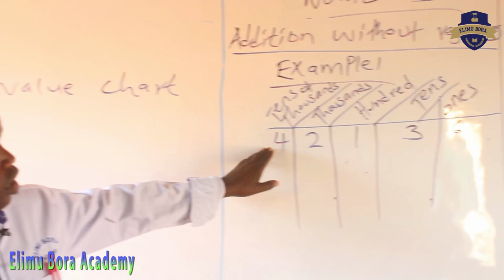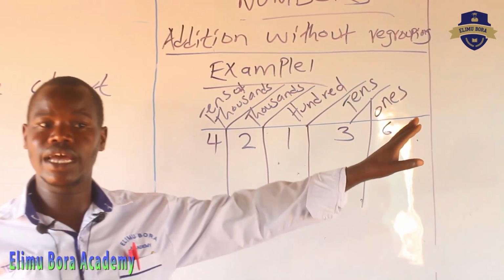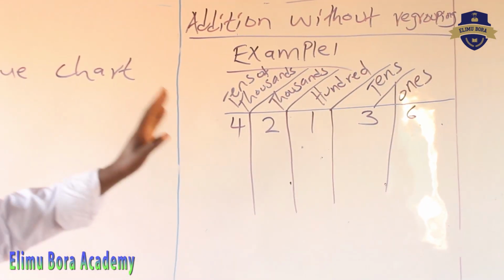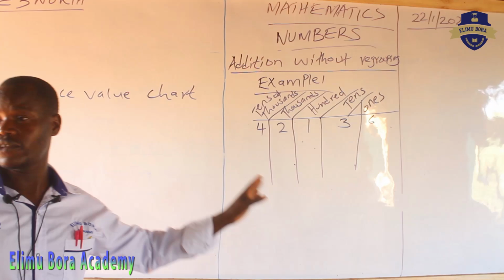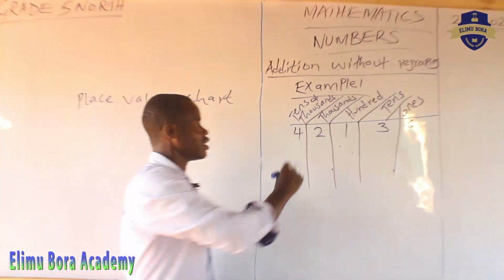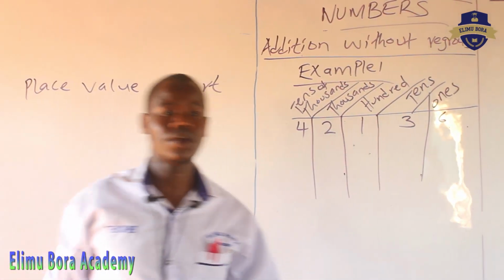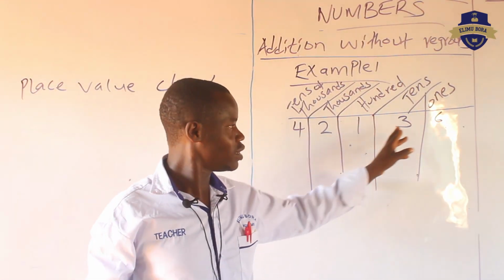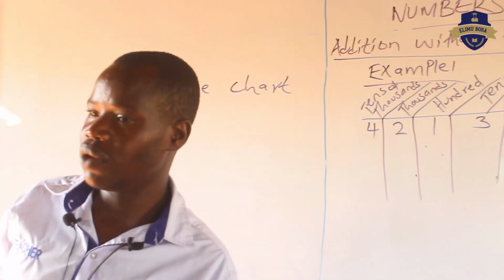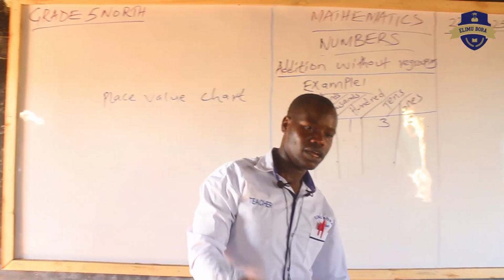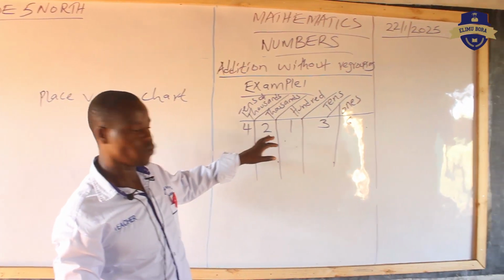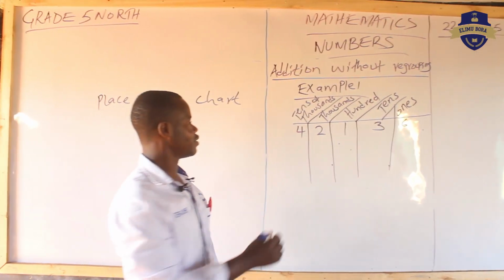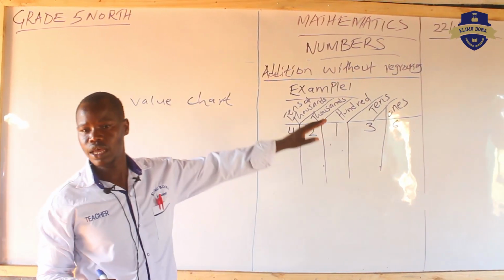So here, which digit do we have in the ones place value? 6. Tens, 3. Hundreds, 1. Thousands, 2. Tens of thousands, 4. So when you are reading this figure here, how do we read it? You raise up your hand. The whole figure, 4, 2, 1, 3, 6. Good. That is 42,136.